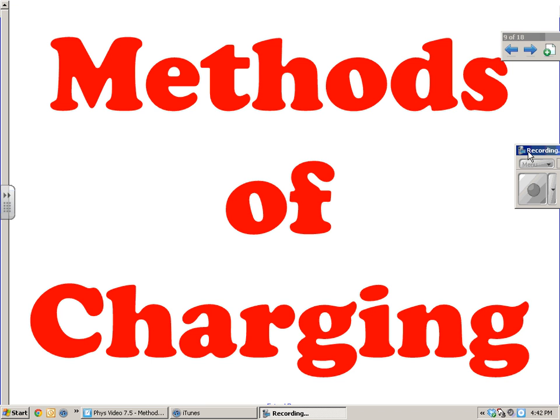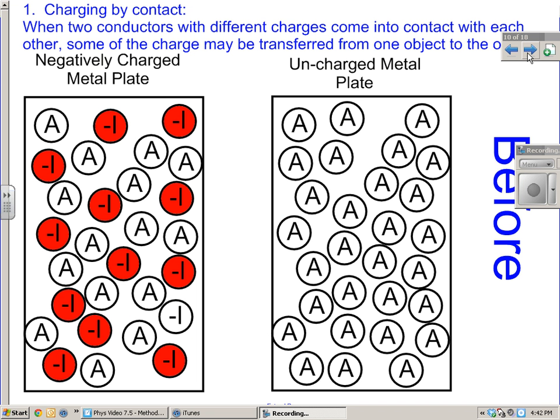Okay, so first type of charging is what is called charging by contact. This occurs when you've got two conductors with different charges that come into contact with each other. In other words, they touch each other. And when that happens, some of the charge gets transferred from one object to the other.